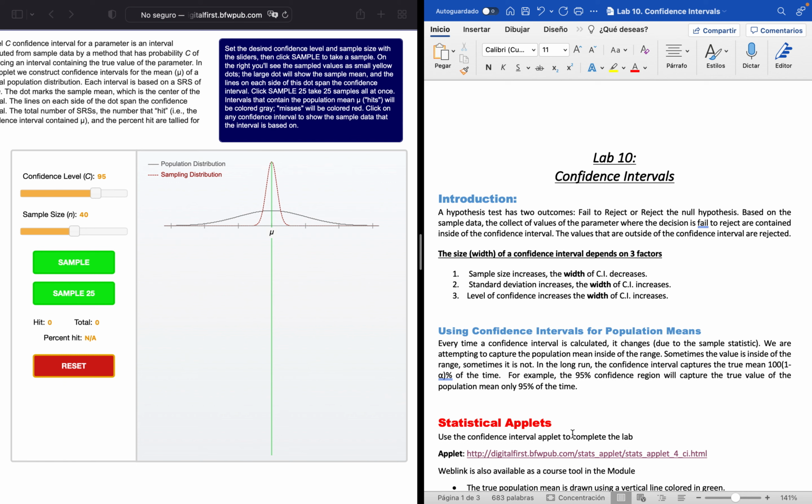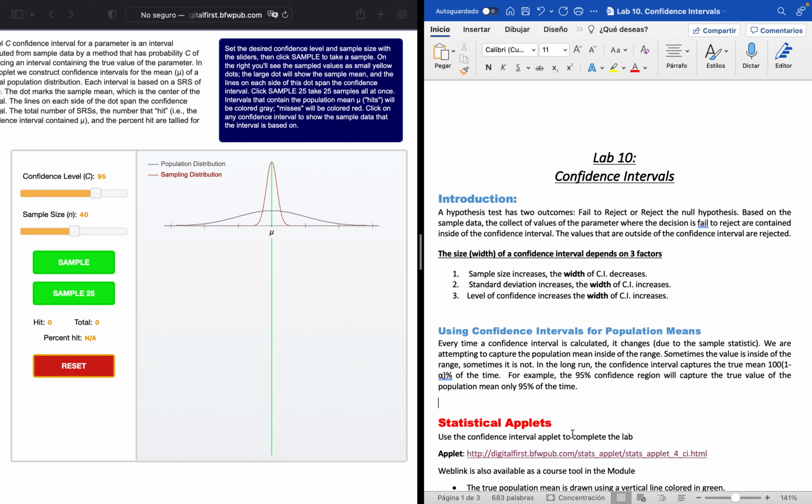Confidence interval. A hypothesis test has two outcomes: fail to reject or reject a null hypothesis. Based on the sample data, the values of the parameter where the decision is fail to reject are contained inside of the confidence interval. The values that are outside of the confidence interval are rejected.